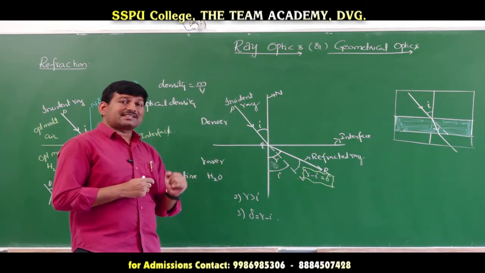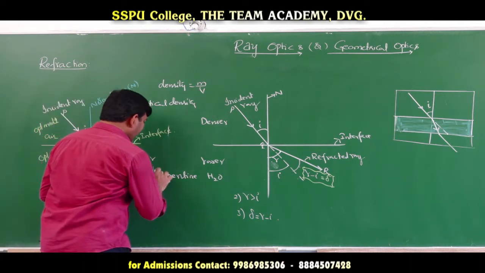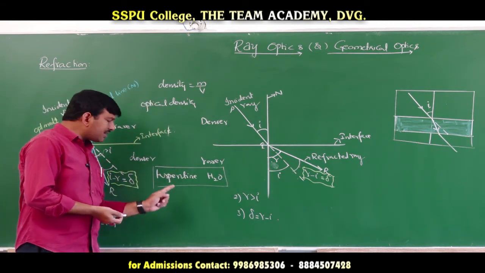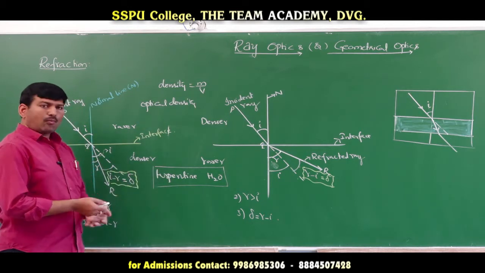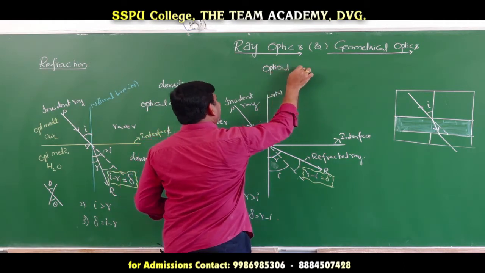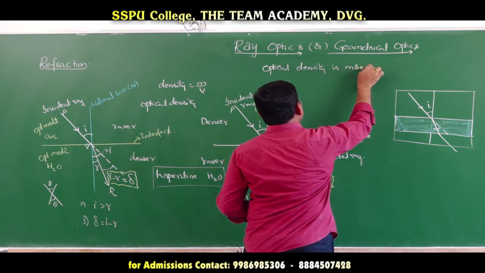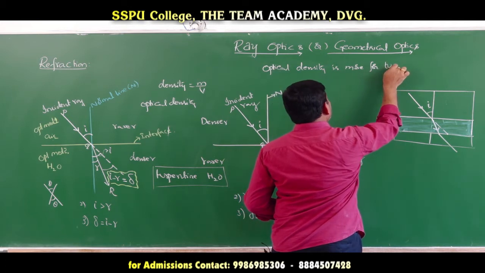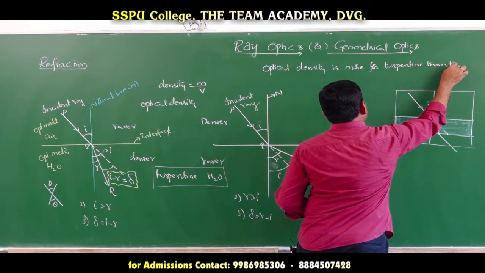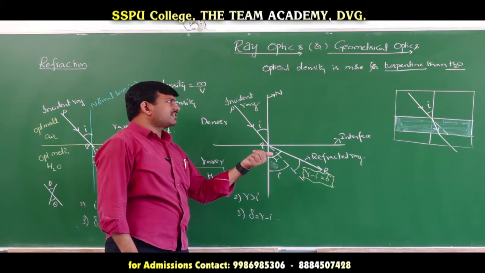But when I consider the turpentine and water case, very important theory question. Out of turpentine and water, water is denser than turpentine, but optical density is more for turpentine than water. I am writing it here. Optical density is more for turpentine than water, H2O. But water is more dense than turpentine.